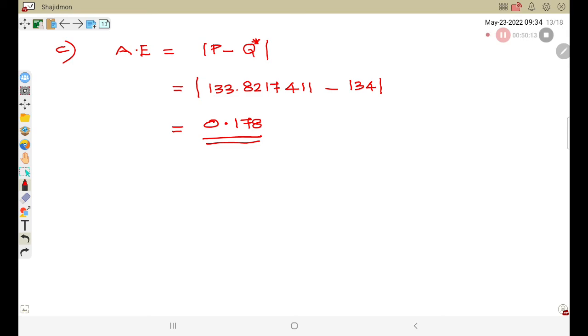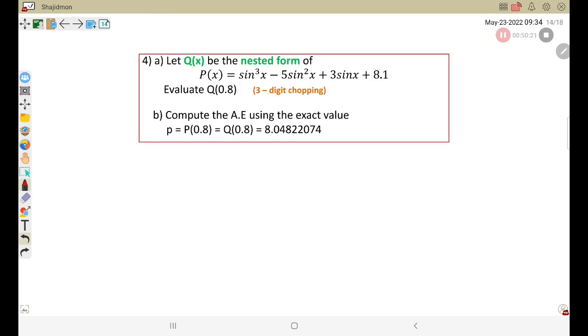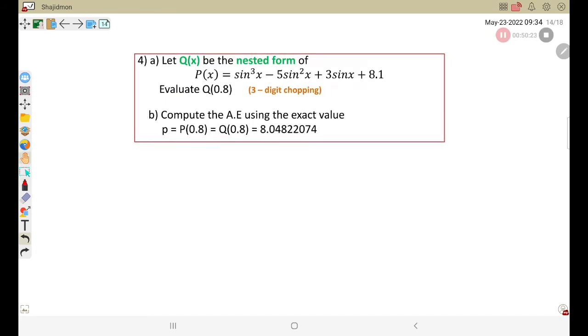I hope you understood this question. Now same way we need to practice the next one. Question number 4.